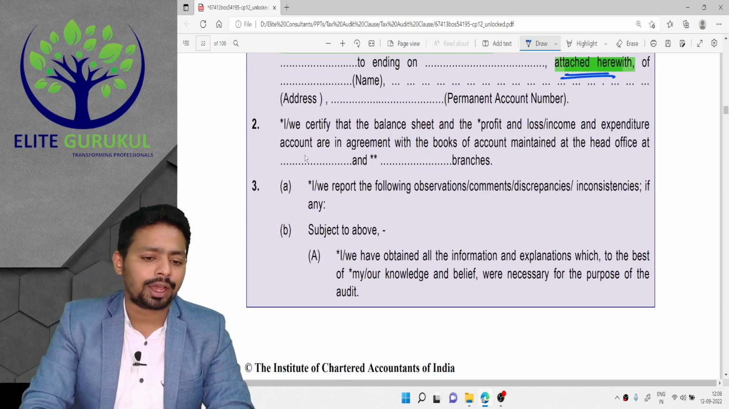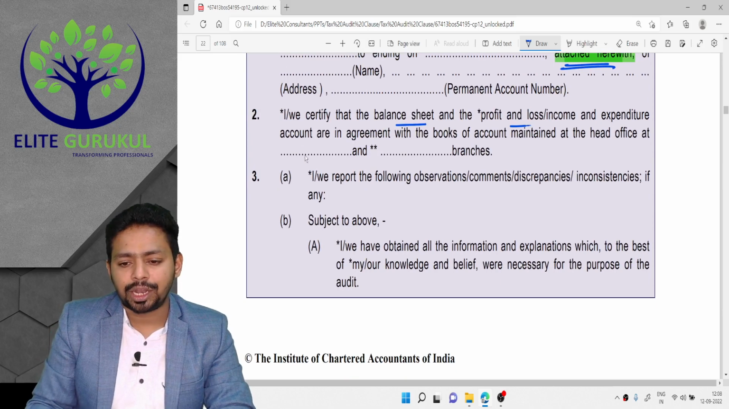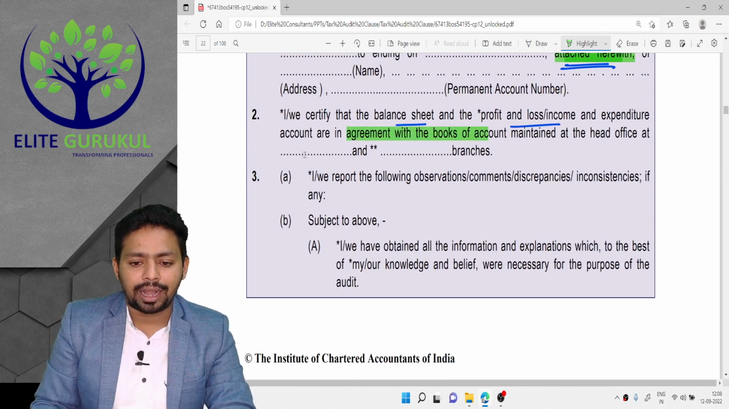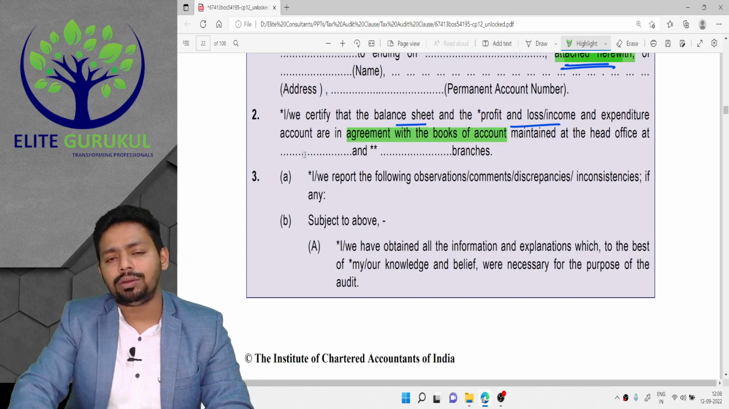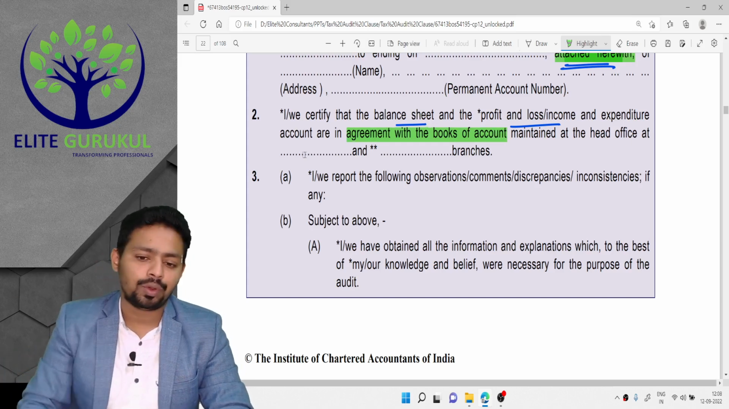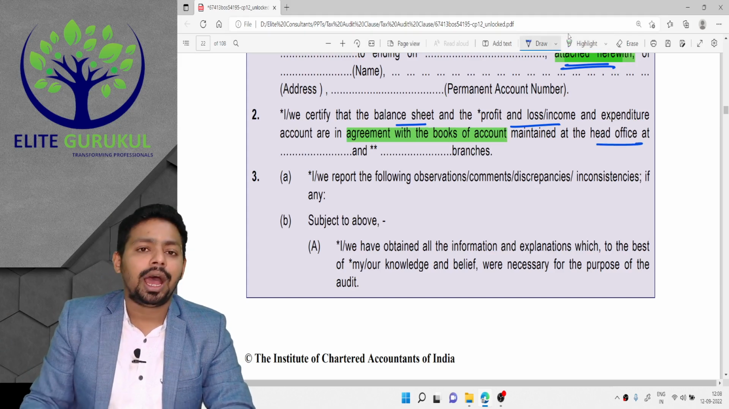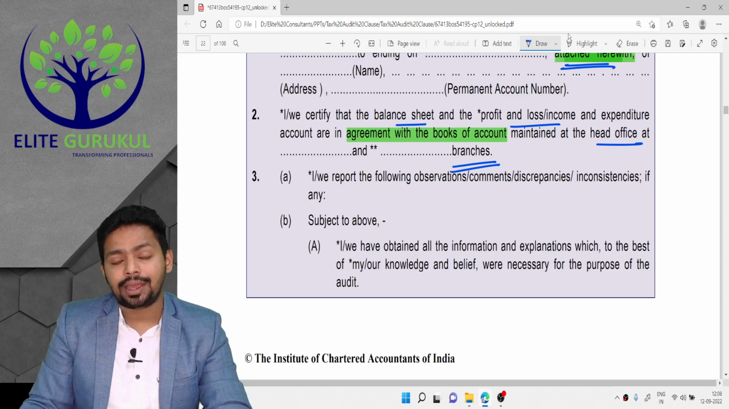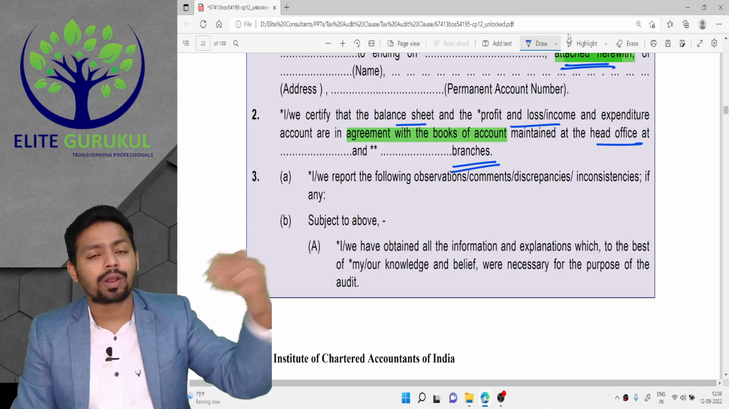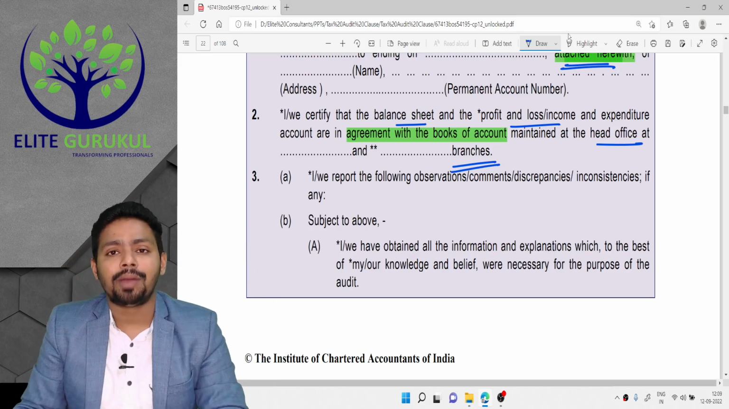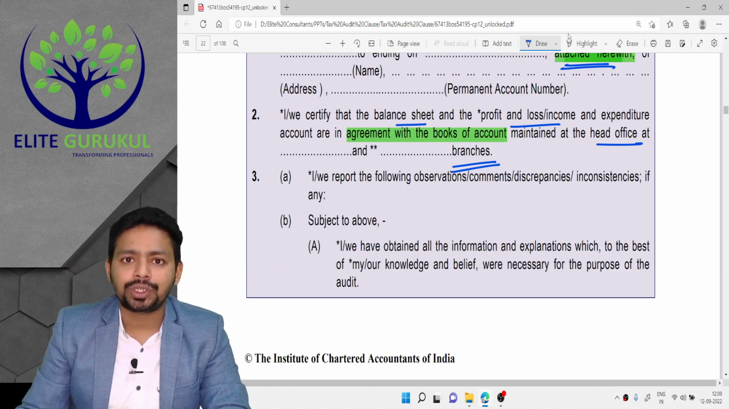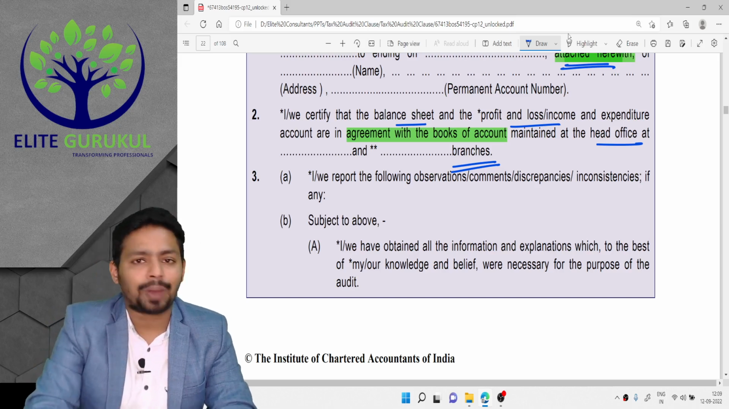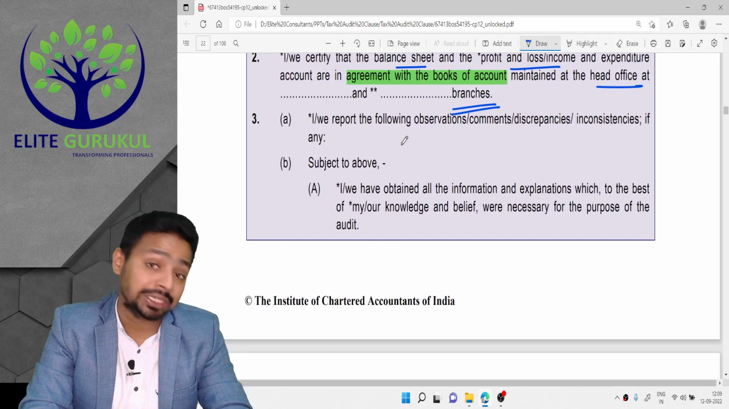Okay. Address and permanent account number you have to write. I certify the balance sheet and profit and loss account are in agreement with the books of accounts. So in the second para, you are writing that the books of account, your Tally and your financial statement, are matching, and they are maintained at the head office and the branch office. Here, this is also risky because many CAs do the audit in their office because books of accounts reach them. So in special remark, you should at least put, as per information given, they maintain the books of accounts in the head office, but I have done the audit in my office. So some explanation you have to write in the audit report if you have not visited the head office.